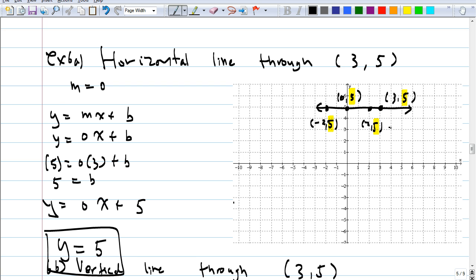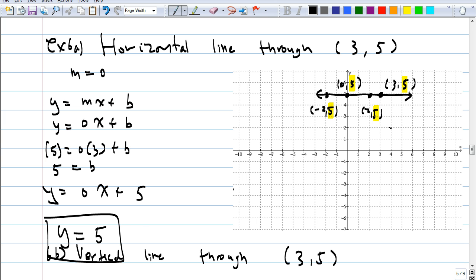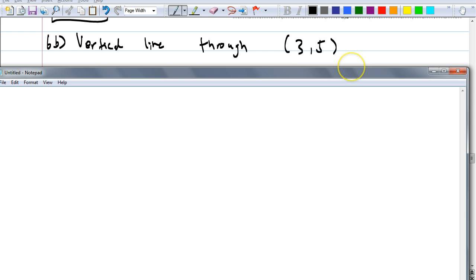Okay. What if I ask you this? What if I ask you for a vertical line through 3, 5? What would that be? Go ahead. The horizontal line was y equals 5. What if I ask you for a vertical line through 3, 5? What would that be? Go ahead, figure this out.